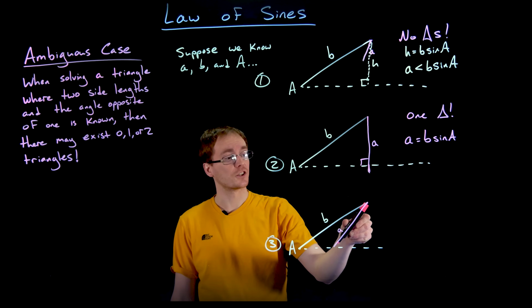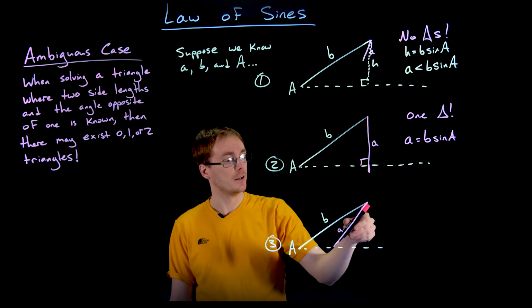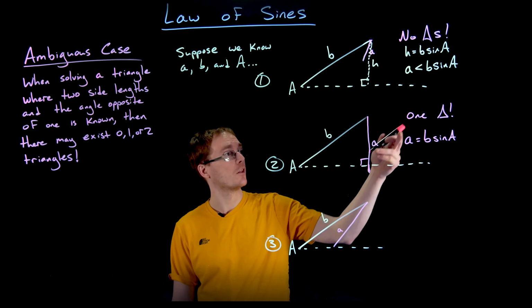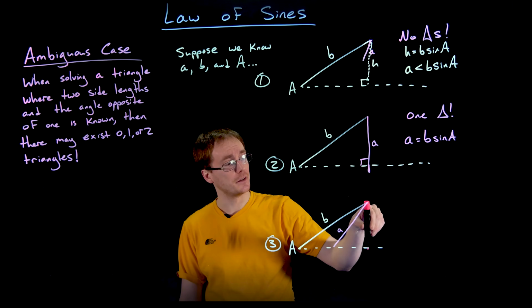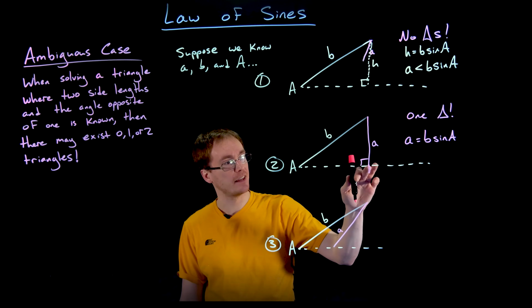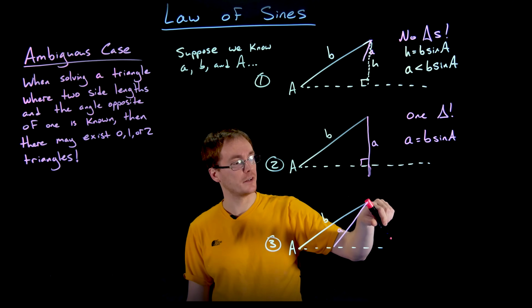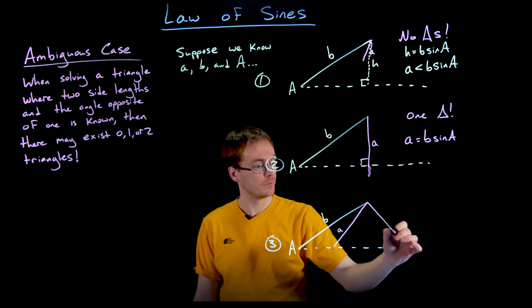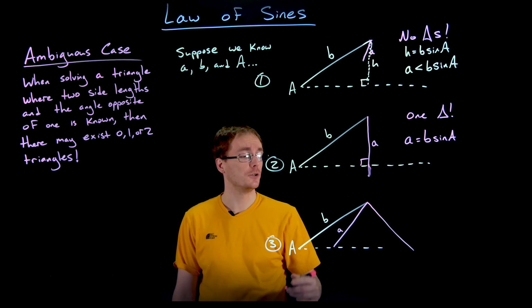And so maybe our side length A is just about this long, still not longer than side length B, but less than side length B and longer than side length H, or bigger than b times sine of A. Then we could pivot that little bit of extra side length inward to create this oblique triangle, or we could pivot it outward to create this other oblique triangle, but with only acute angles.